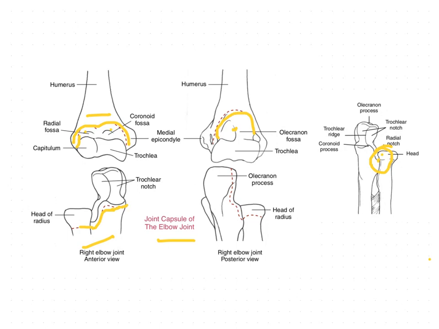The capsule synovial membrane lines the coronoid, radial, as well as the olecranon fossa. It also lines the flat medial trochlear surface and the lower part of the annular ligament. So these are the synovial linings which are present inside the joint cavity.